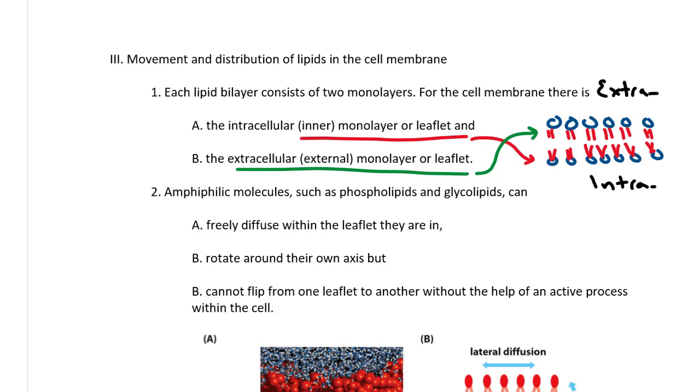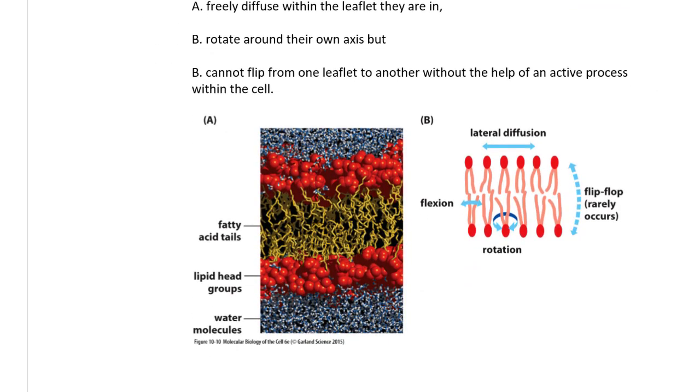Amphiphilic molecules such as phospholipids and glycolipids can freely diffuse within the leaflet they are on, rotate around their own axis, but cannot flip from one leaflet to another without the help of an active process within the cell. So we have a picture here that shows this very nicely. A phospholipid, let's say this one right here, I'm just going to color the head green, can move on the leaflet it is on, freely diffuse in any direction it wants to, this way or this way. It can sort of float around on that leaflet. It can rotate around itself, meaning on its own axis, which is being shown here.